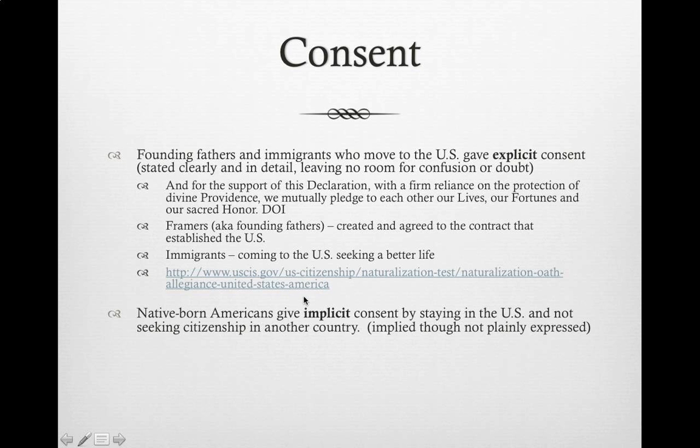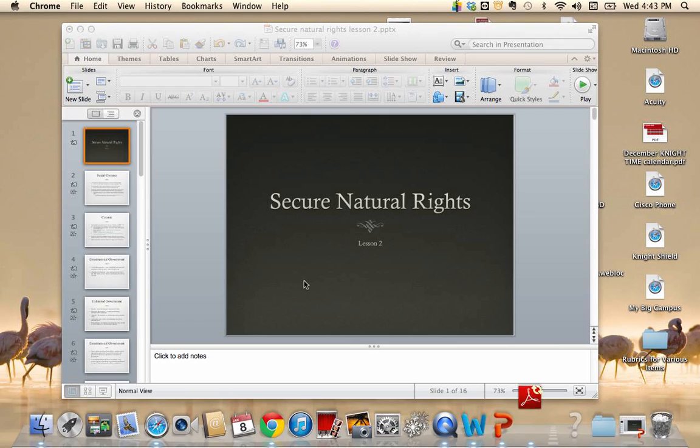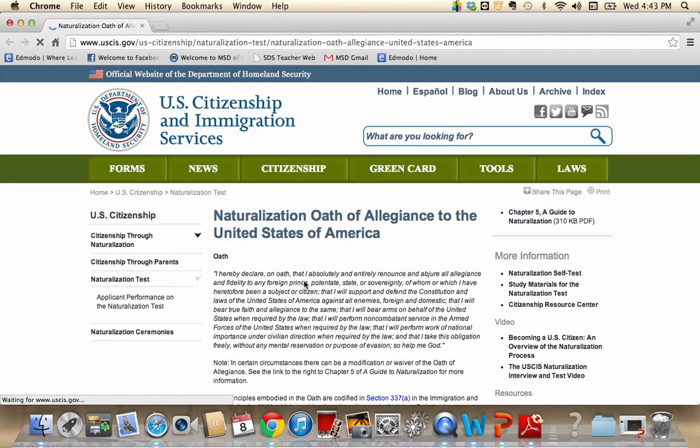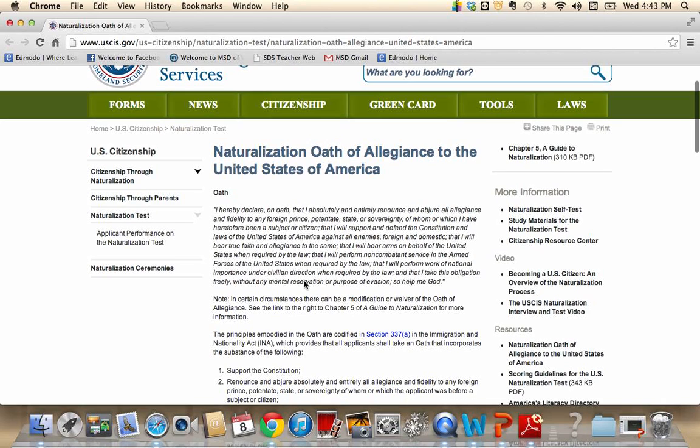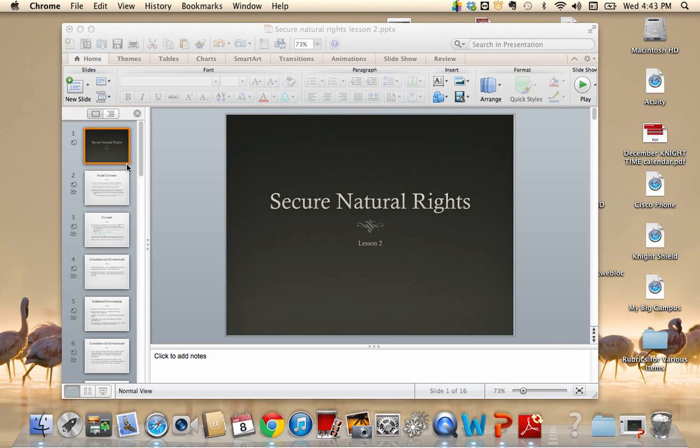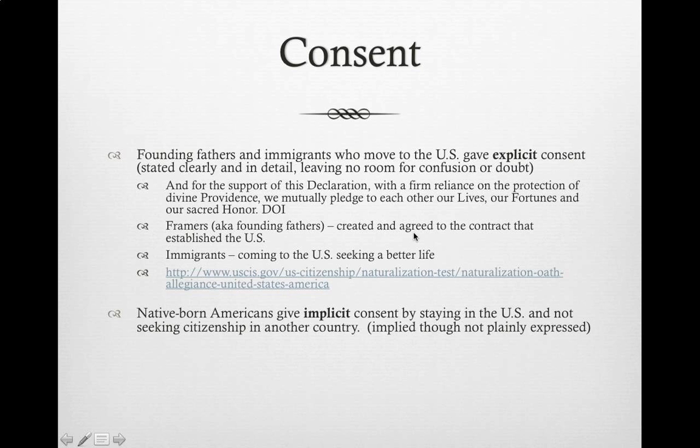When immigrants come to the United States and seek citizenship, they have to take an oath. And it says, "I hereby declare on oath that I absolutely and entirely renounce and abjure all allegiance and fidelity to any foreign prince, potentate, state, or sovereignty of whom or which I have heretofore been a subject or citizen, that I will support and defend the Constitution and laws of the United States of America against all enemies, foreign and domestic." And it goes on from there. But they are giving their explicit consent. They are saying, we are going to live here and we are signing a document, we are giving an oath. And so all of these people did that. They gave explicit consent. As native-born or natural-born Americans, we give what's called implicit consent.